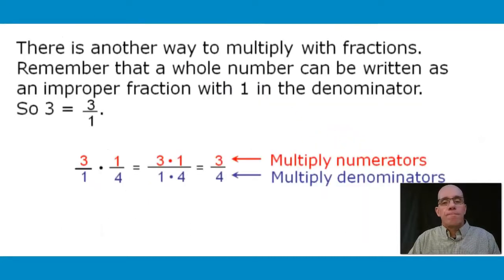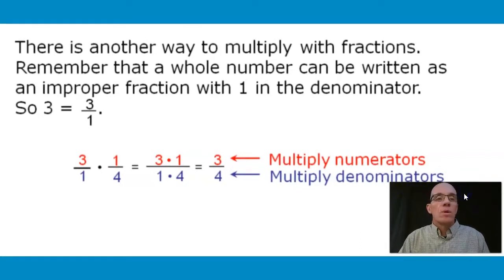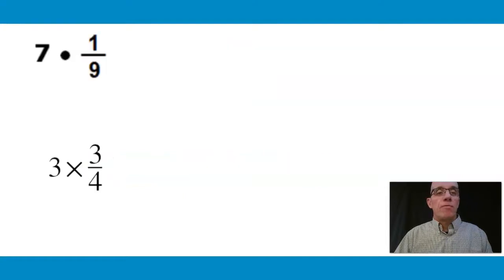Also remember that I can turn any whole number into a fraction by placing 1 in the denominator. 3 over 1 is the same as 3 wholes. And now to multiply fractions, all I really need to do is multiply the top number, numerator times numerator, denominator times denominator. And I end up with 3/5.